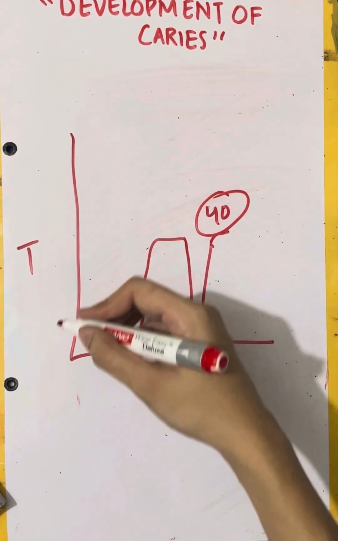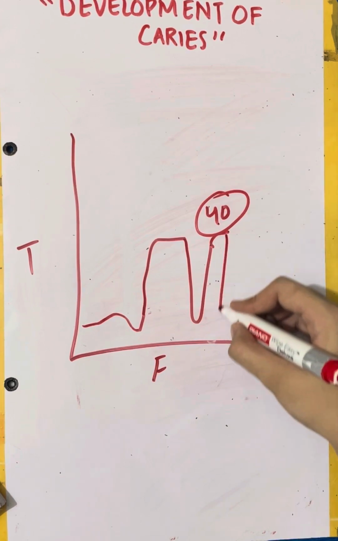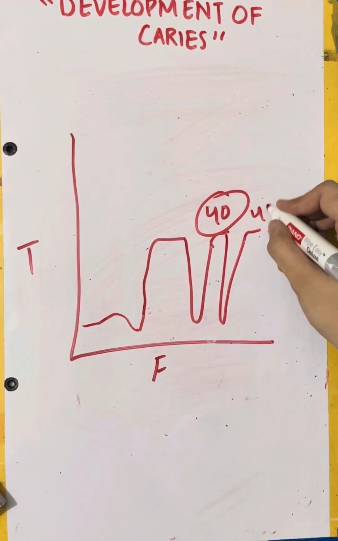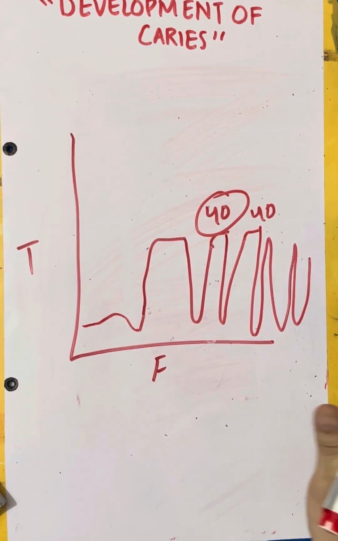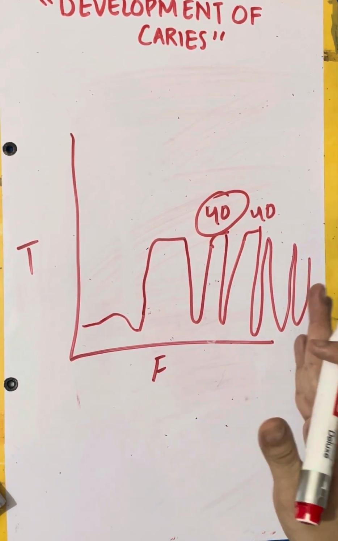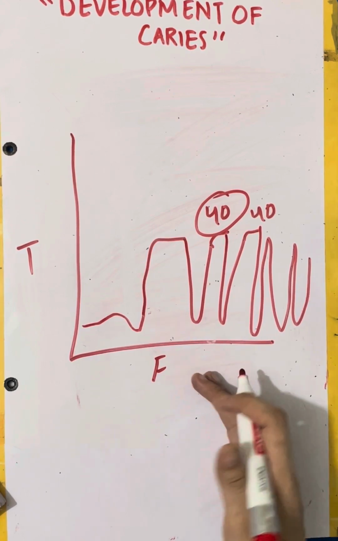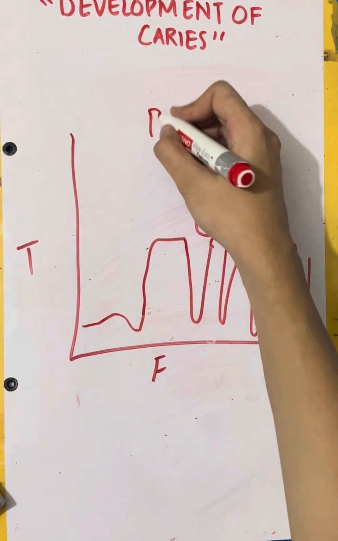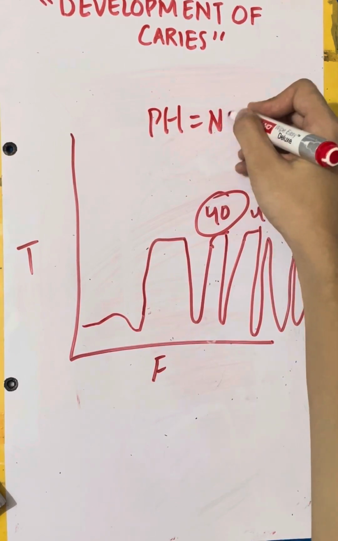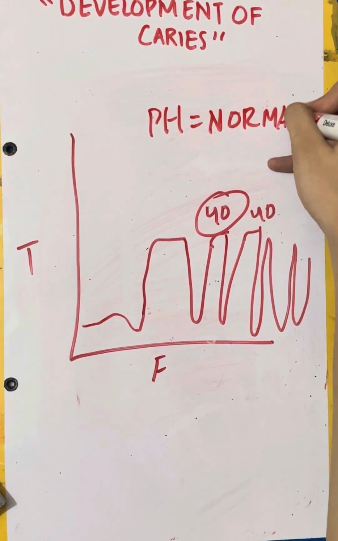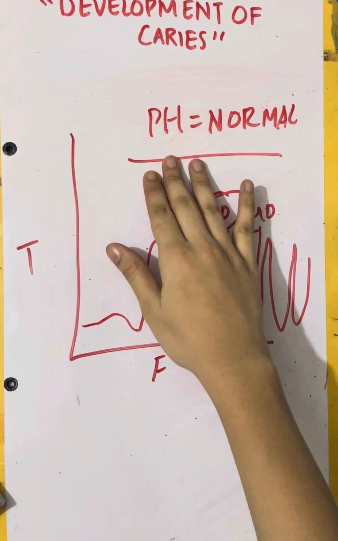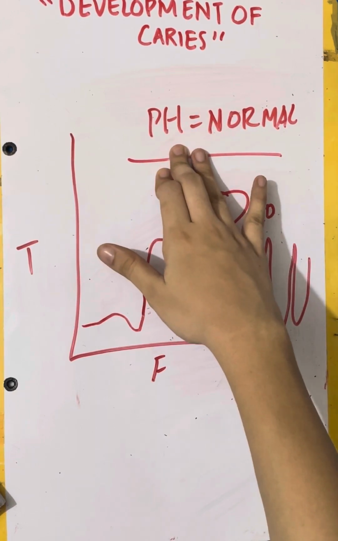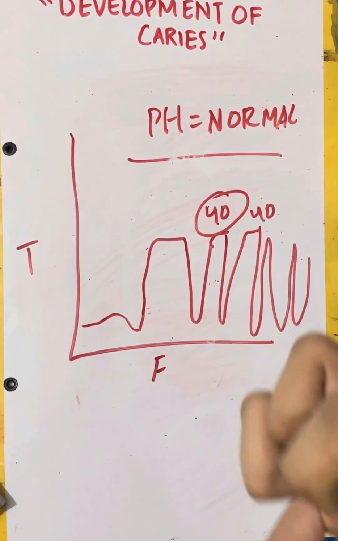If you give less than 40 minutes and again you are eating sugar, your pH will again decrease. Again you give less than 40 minutes and you eat. If you keep continuing eating sugar at more frequency, caries will develop because you are not giving the pH its proper time to come back to normal. You are continuously eating sugar and starch, carbohydrate, whatever diet. So you are not allowing the pH to come to its normal range. This will result in the development of caries.